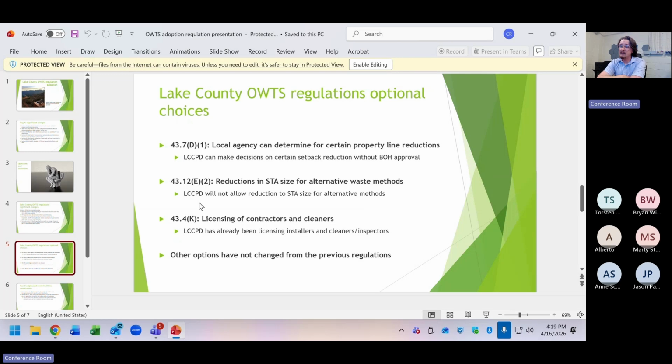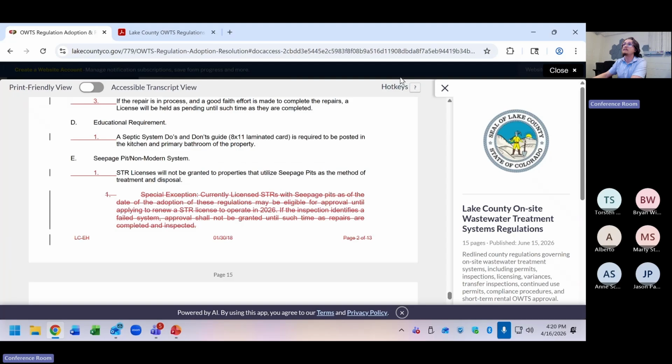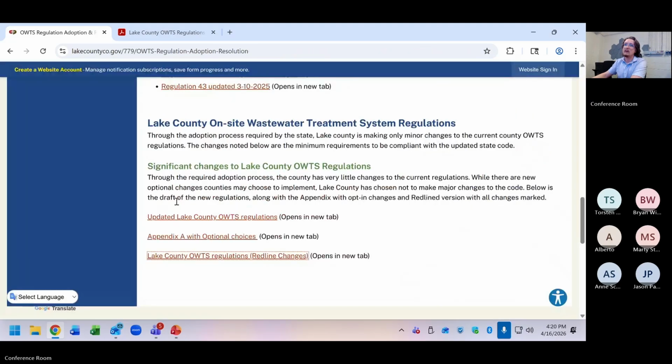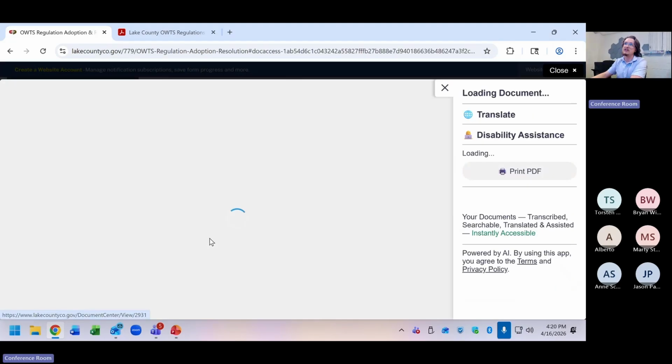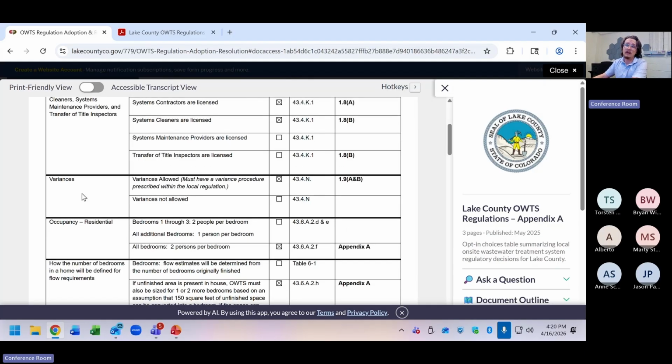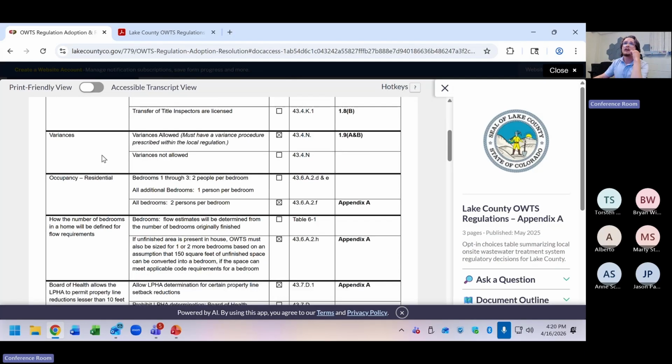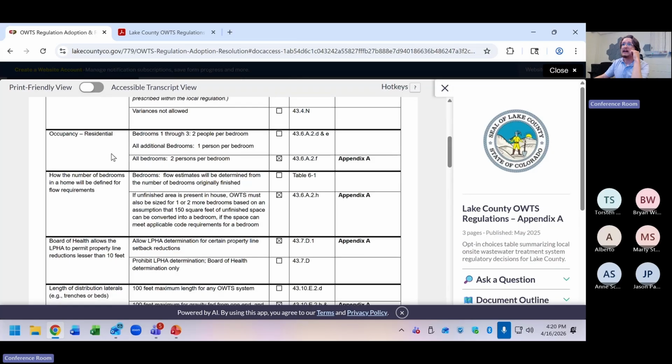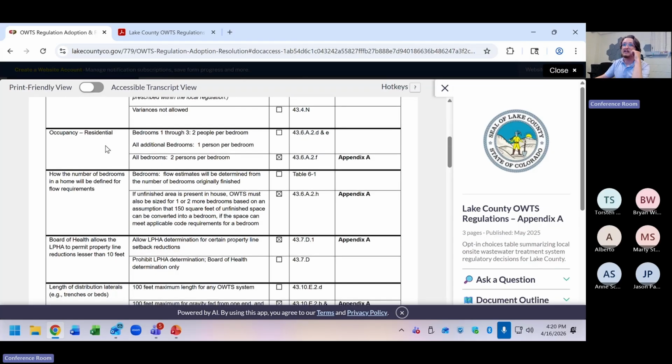And like I said, a lot of the other options have not changed from the previous appendix. You can find that on the website again. Just to show that for you real quick, that's Appendix A with optional choices here. Like I said, licensing, so system cleaners and contractors are required to be licensed and have been required to be licensed. Variance procedure hasn't changed, or occupancy for residential hasn't changed.